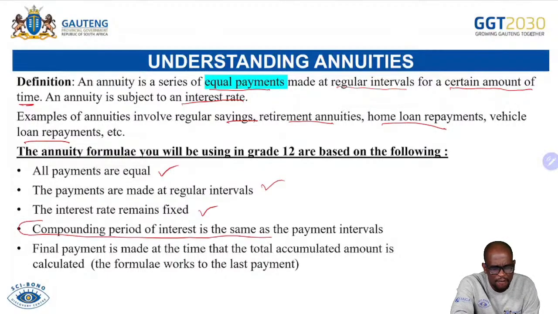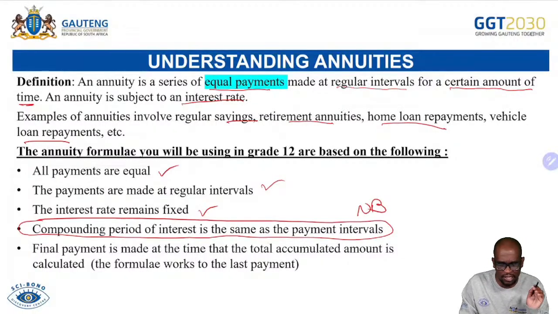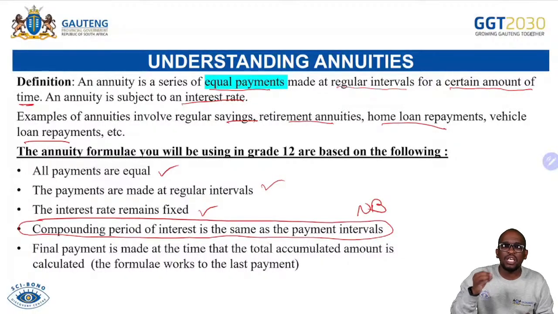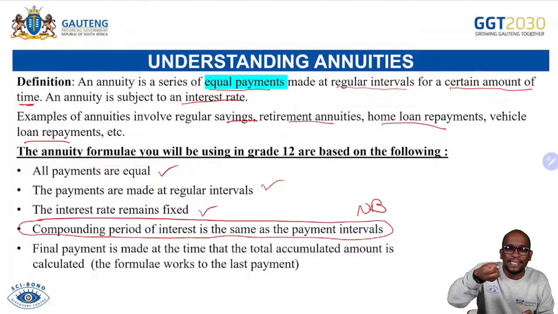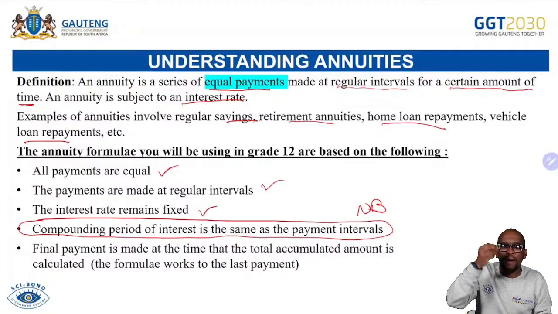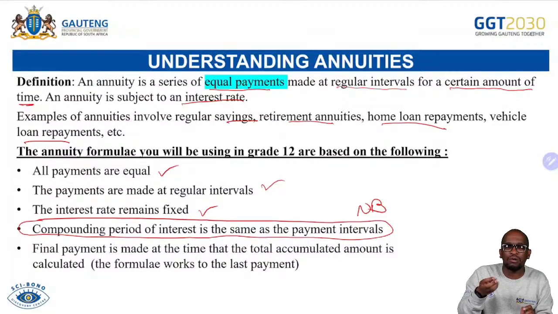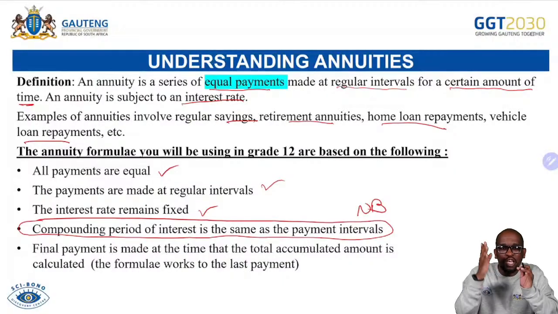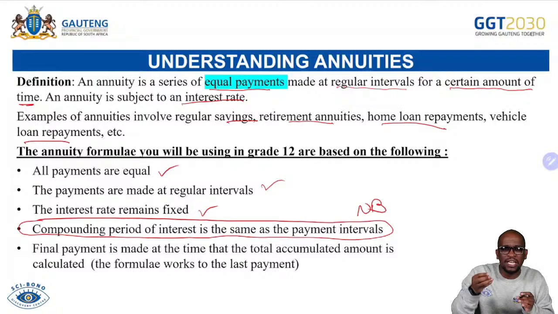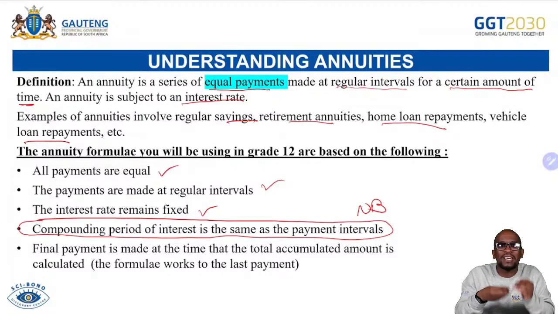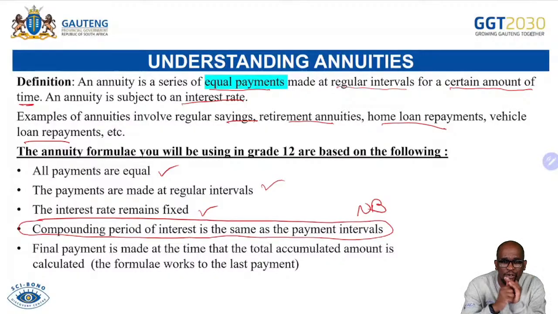Let me explain this one, very, very important. If we are saying the compounding period of interest is the same as the payment intervals, it means if you are paying monthly, then you should compound monthly. If you are paying semi-annually, every 6 months, then you should compound semi-annually. If you are paying quarterly or investing quarterly, then the compounding should also be quarterly. If it's not, then you have to convert.